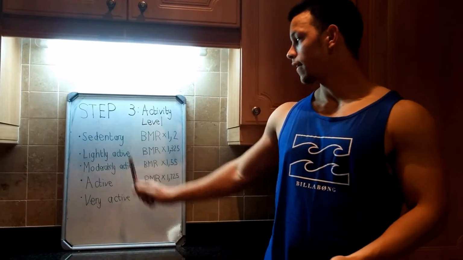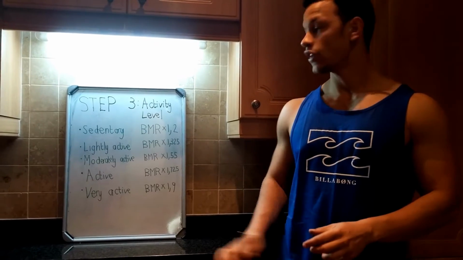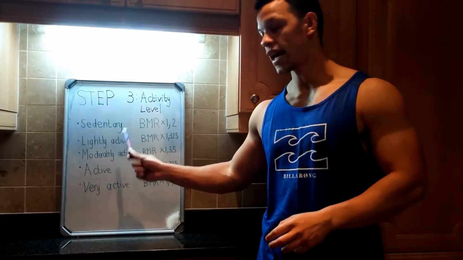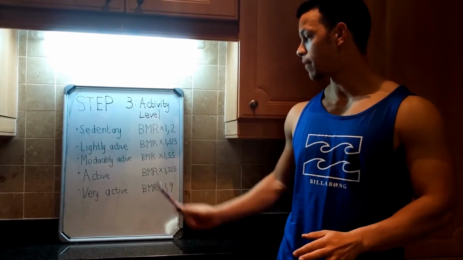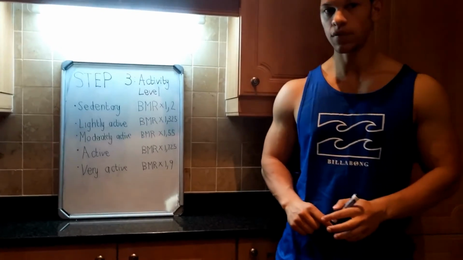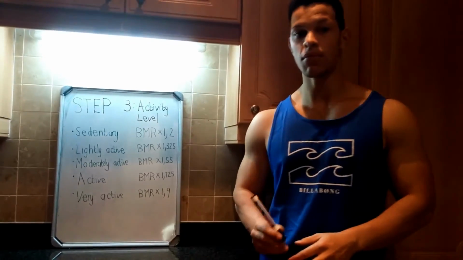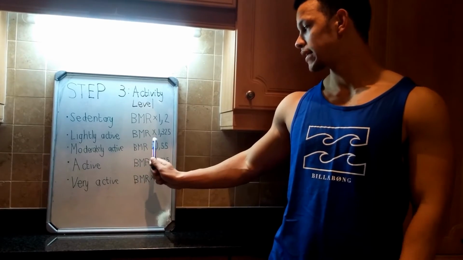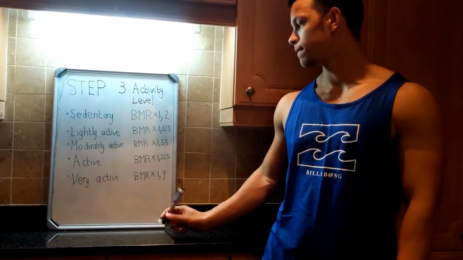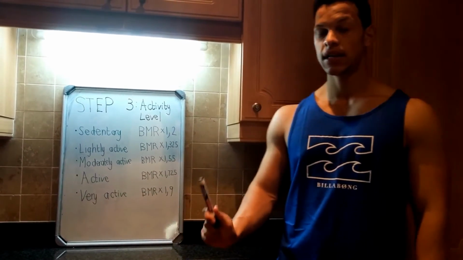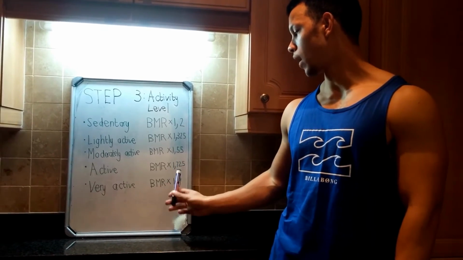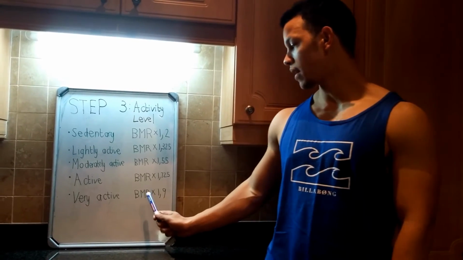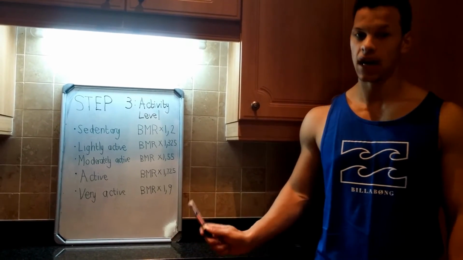But just to go over again, if you're sedentary, you take your BMR and multiply it by 1.2. If you're lightly active, you take your BMR and multiply it by 1.325. If you fall into the moderately active category, you calculate your BMR times 1.55. If you are active like me, take your BMR and multiply it by 1.725. If you are very active, take your BMR and multiply it by 1.9.